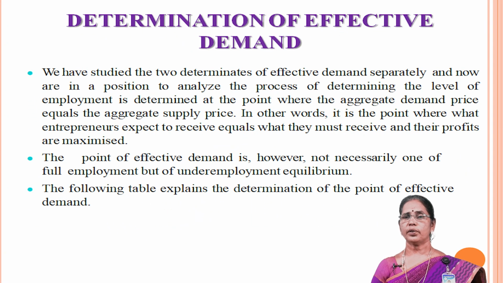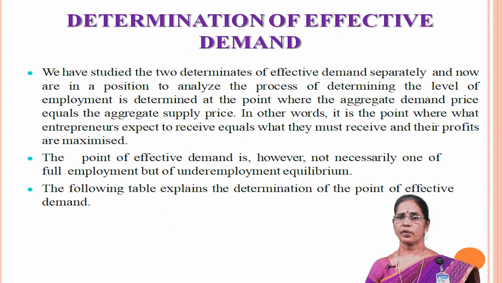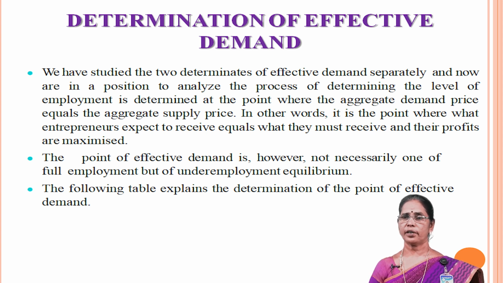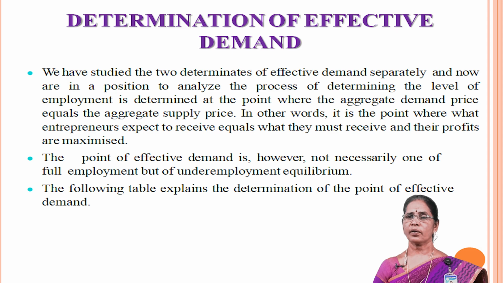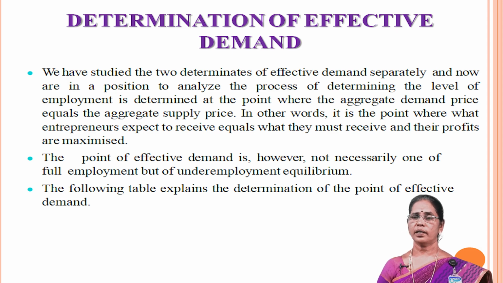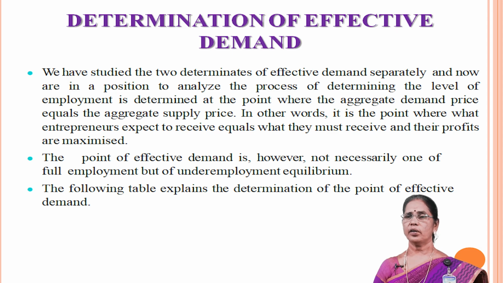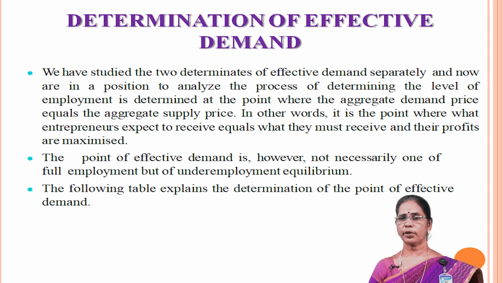Now we will see the determination of effective demand. We have studied the two determinants of effective demand separately and now are in a position to analyze them. The level of employment is determined at the point where the aggregate demand price equals the aggregate supply price. In other words, it is the point where what entrepreneurs expect to receive equals what they must receive and their profits are maximized.